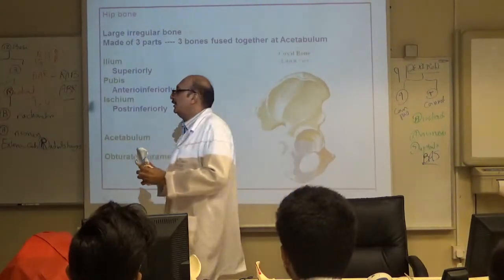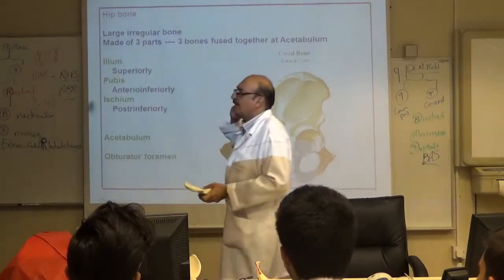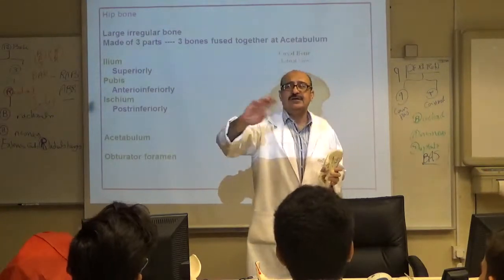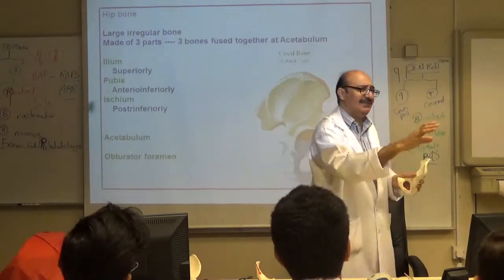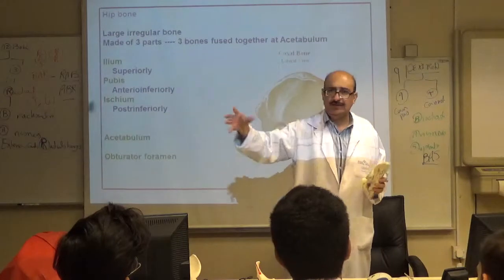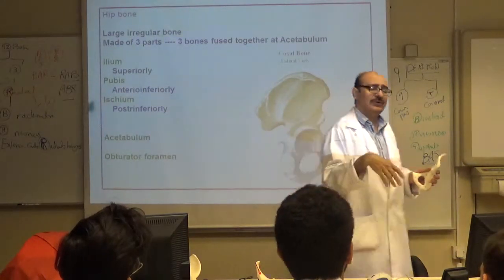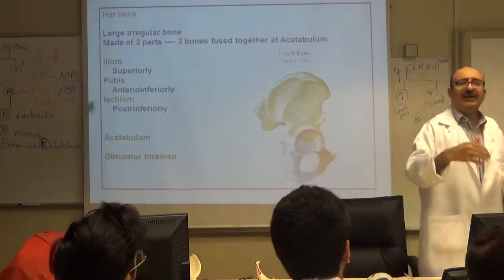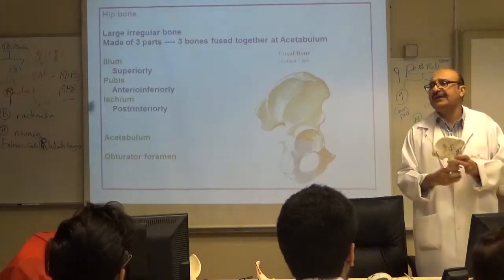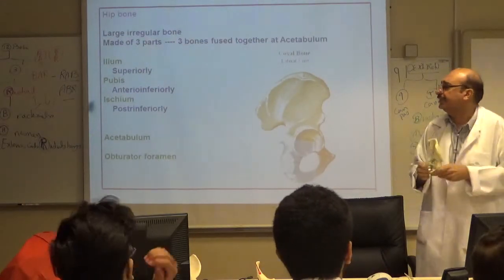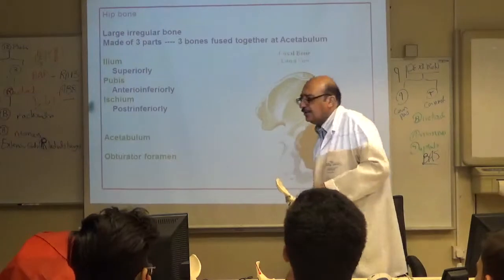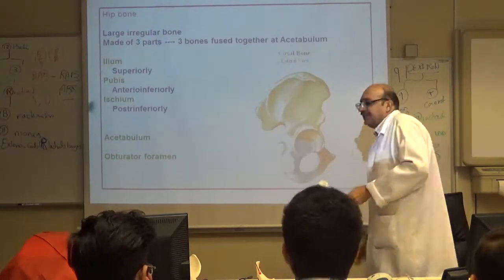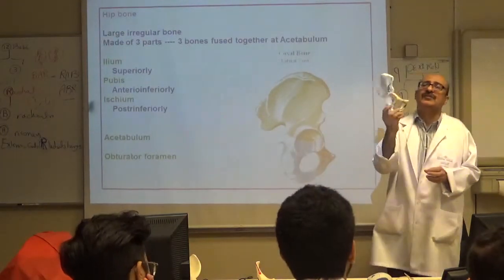Hip bone is a large irregular bone. Before we determine what is right or what is left, many of the group did well, right. Many of the group could not, no problem. But now we are going to learn how to differentiate right or left. Before I go to the differentiation, you must remember a few parts of this bone.